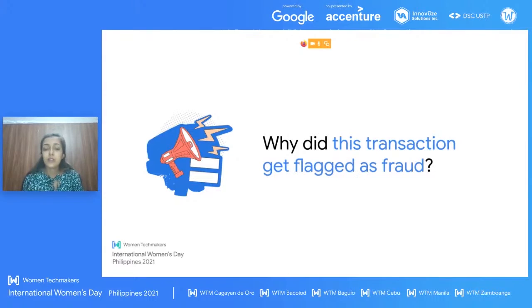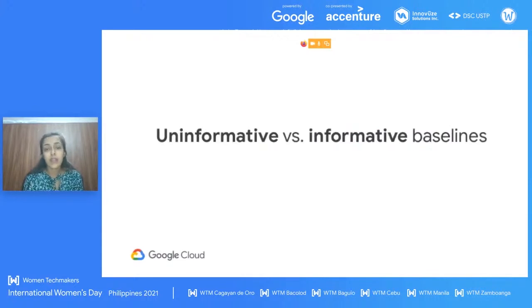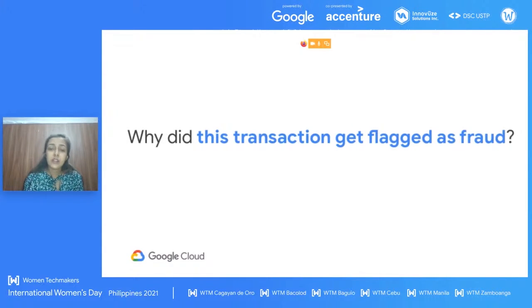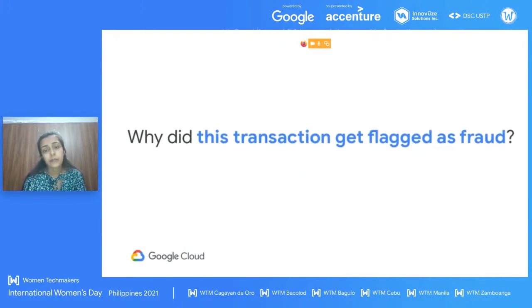And why did this transaction get flagged as fraud? But when baselines enter into the picture, the questions change to why did X happen instead of Y? And in this case, Y is your baseline. So why did this transaction get flagged as fraud basically becomes, why did this transaction get flagged as fraud instead of non-fraud? And the non-fraud is basically your baseline in this case.